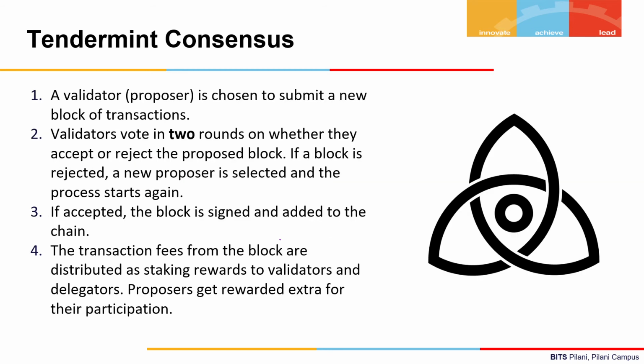Now, the Tendermint Consensus is a set of rules which are used to accept or reject a new block. So what happens is that a validator proposes a new block. Now, the rest of the validators vote in 2 rounds as to whether they want to accept or reject the block. If the block is rejected, you go back to the first point and a new validator is asked to propose. And if accepted, the block is signed and added to the chain.